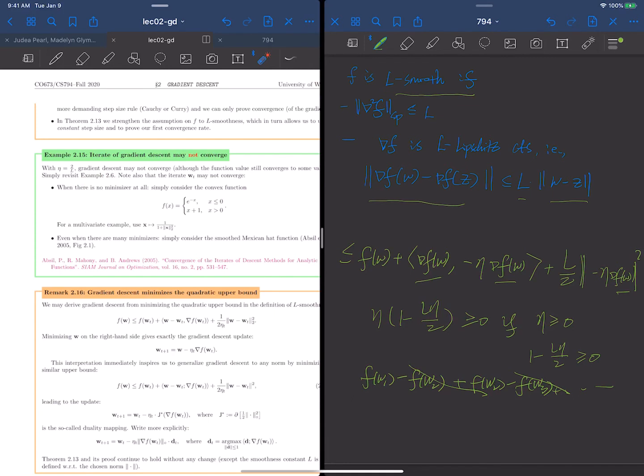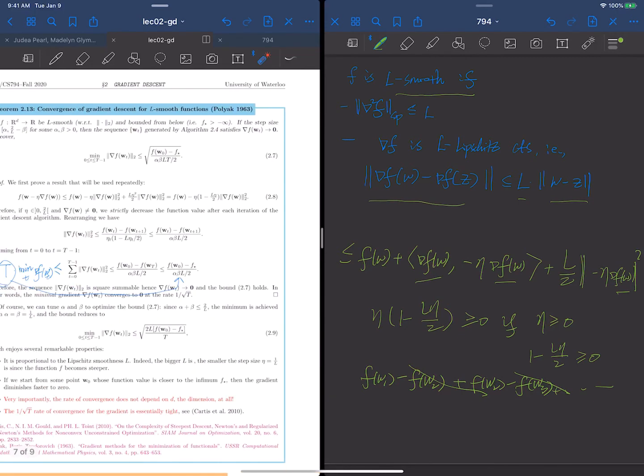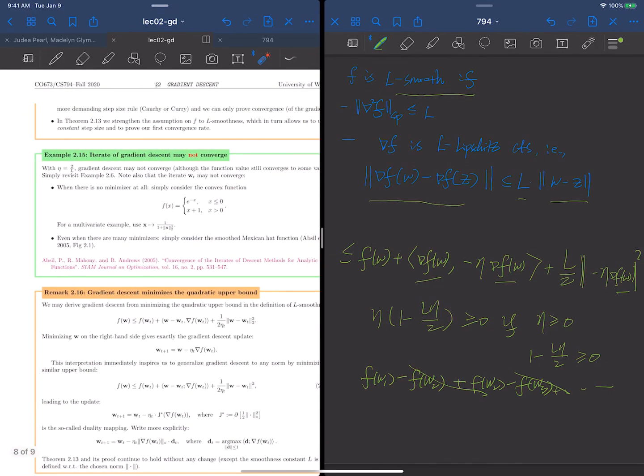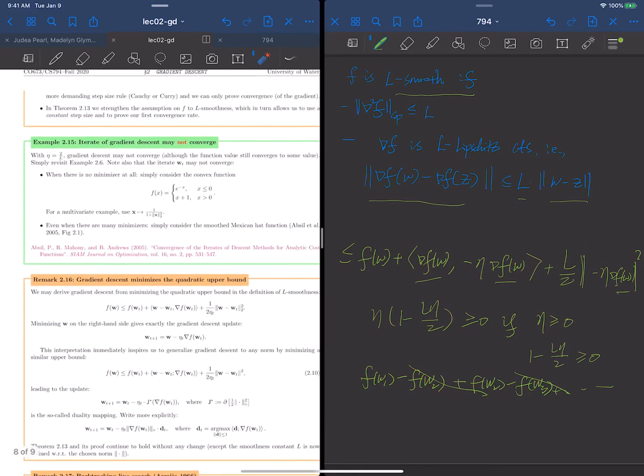And also, if there's no minimizer, then the iterate wt itself may not converge. So what we prove is that the gradient will converge to 0. But we did not say anything about the sequence wt itself. In fact, you can construct these weird examples where the gradient converges, but the iterate wt itself will not converge.